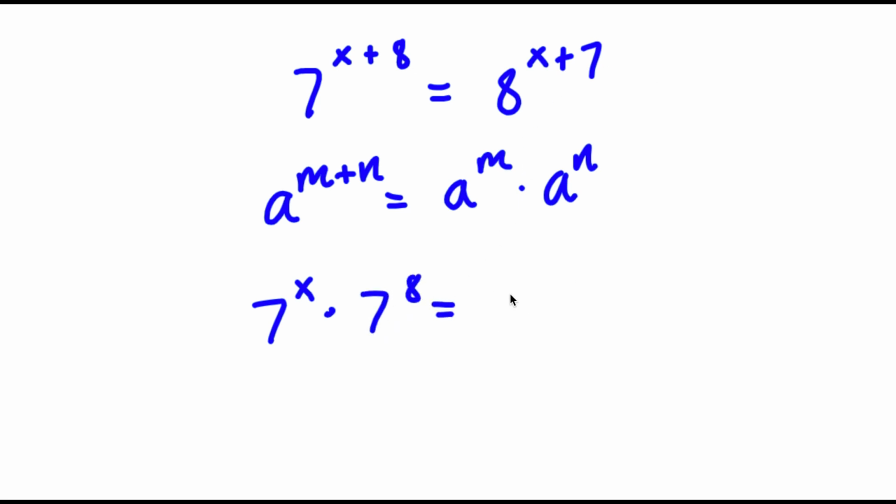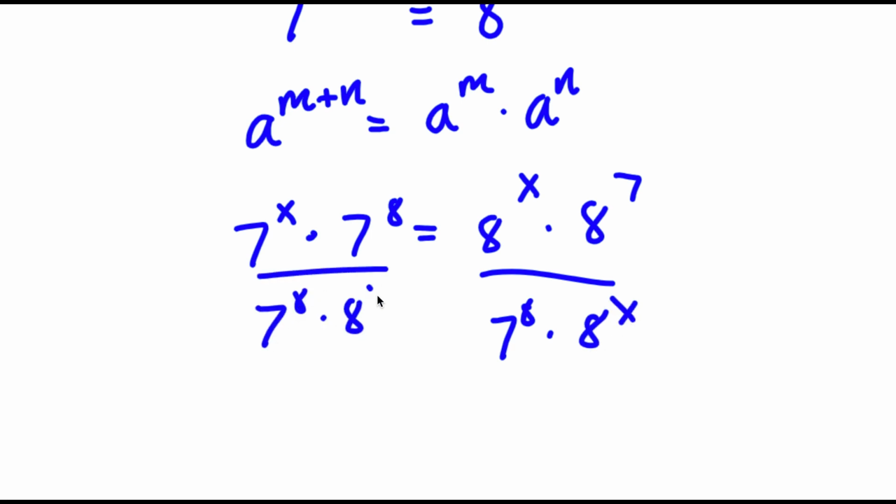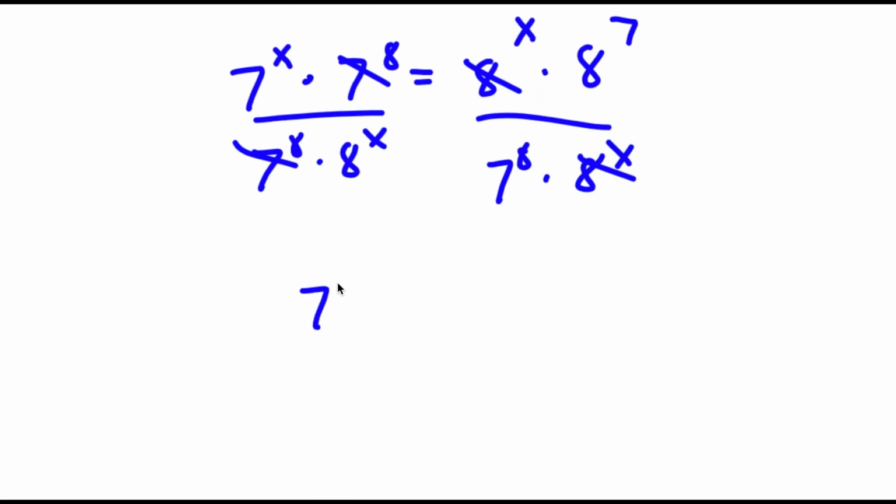And a to the power of x plus 7, that's going to equal a to the power of x times a to the power of 7. Now I'm going to divide both sides by 7 to the power of 8 times a to the power of x. So then these two cancel out and these two cancel out, and I'm left with 7 to the power of x over 8 to the power of x is equal to 8 to the power of 7 over 7 to the power of 8.